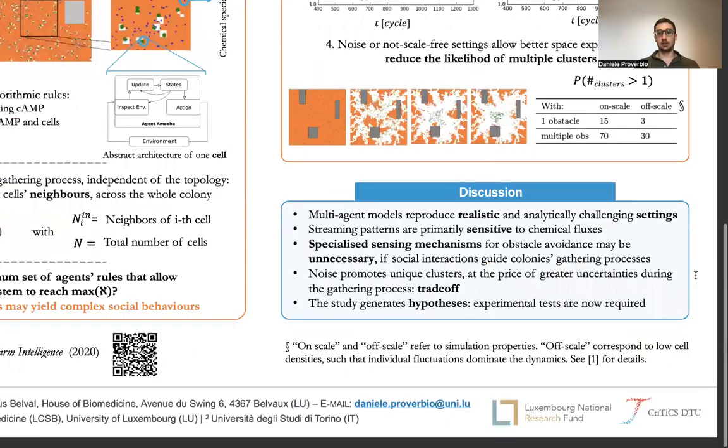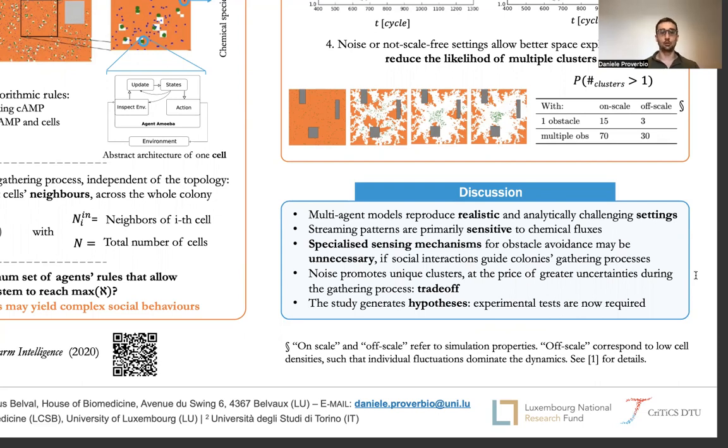All in all, this made us understand that, first, those kinds of models are actually very useful and powerful to reproduce realistic settings, which cannot be tackled by analytical models because of the various challenges. And then, as far as the system is concerned, the streaming patterns are primarily sensitive to the chemical fluxes, not to the nature of the obstacles nor of individual rules, but instead the chemical gradients have an impressive role in directing the gathering process, linking individual rules with social behaviors.